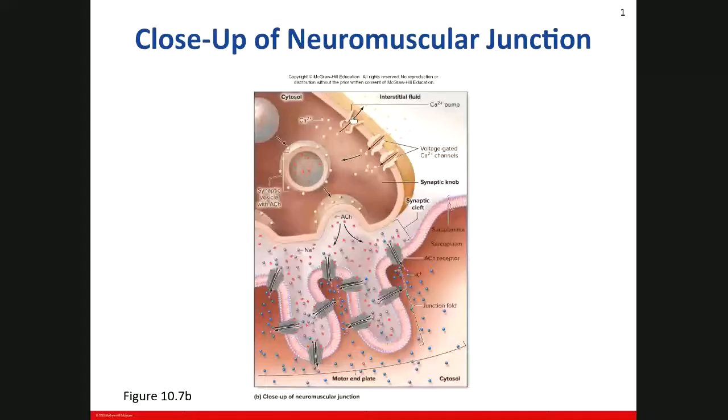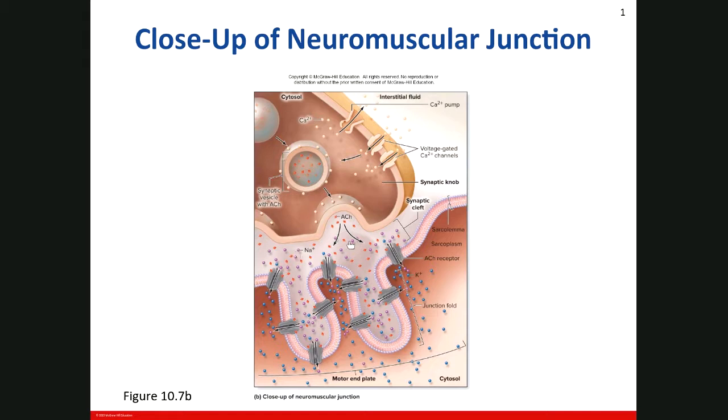In this close-up, you can see the synaptic knob here, and this synaptic knob contains vesicles which are full of neurotransmitters, and you see that we have many calcium channels, voltage calcium channels, which become open when the action potential reaches the synaptic knob. The calcium joins with this synaptic vesicle and helps this vesicle do exocytosis. It does exocytosis and the acetylcholine is released into the synaptic cleft.